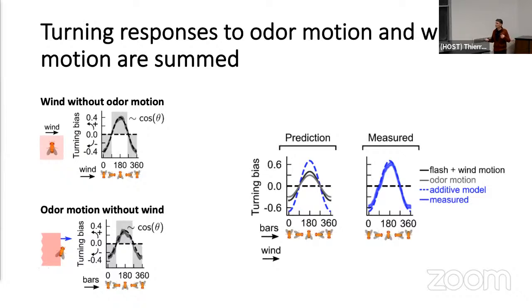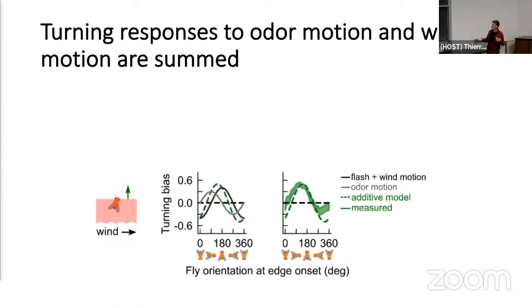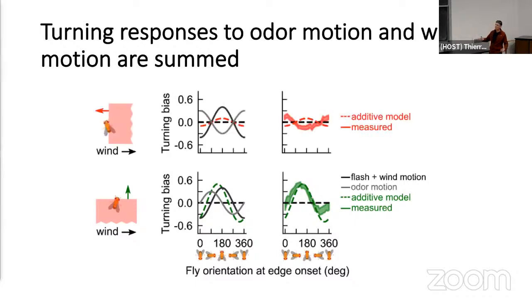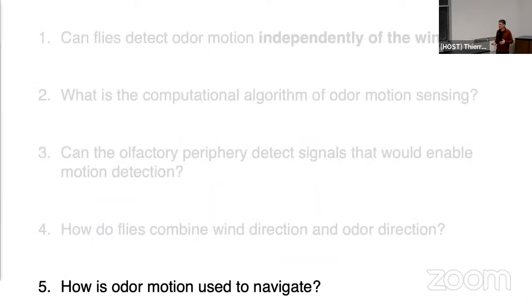Then we can change the orientation of the wind and the motion of the odor. In this case, you see that the sum is in between, and the data is also in between the 2. And finally, we can make one against the other, and they kind of cancel each other, not perfectly, but basically the bottom line is that a linear sum of those 2 signals is a very good zero-order model for how the flies are integrating these 2 signals. And this has become important to think about now: how is odor motion used to navigate?